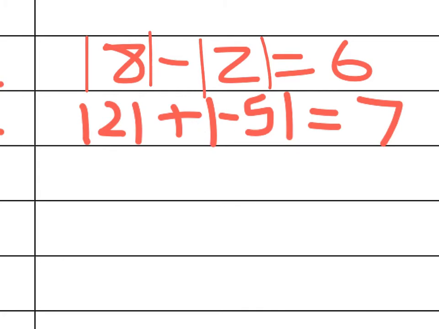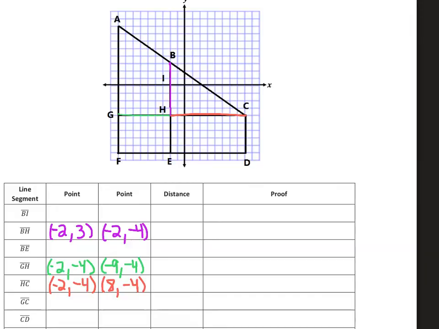Let's look at the next page. So for this page, I'm just going to do these 3. You can fill out the rest. I'm going to do BH or HB, GH or HG, and HC or CH. And I've color-coded them to help you see them down here.